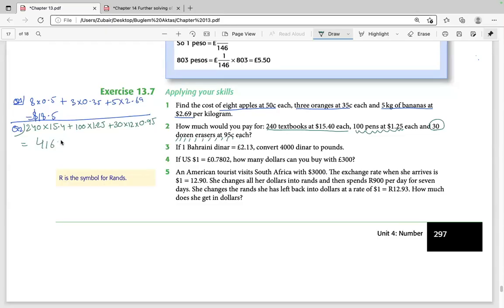This is 4163 dollars. 30 dozens, yeah. Sorry. I was just reading it as 30.